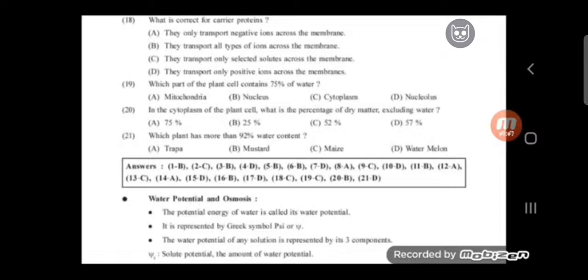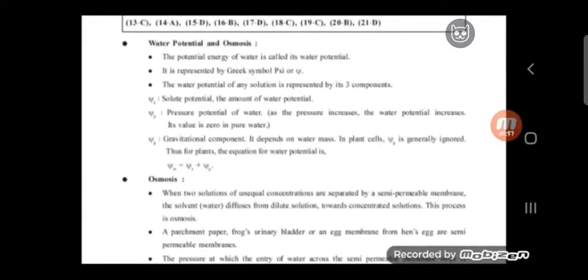Okay, so after this, now we have to come to the next topic, that is water potential and osmosis. First, let us know what is water potential and what is osmosis. Then we'll start with the NEET CT questions on this topic.